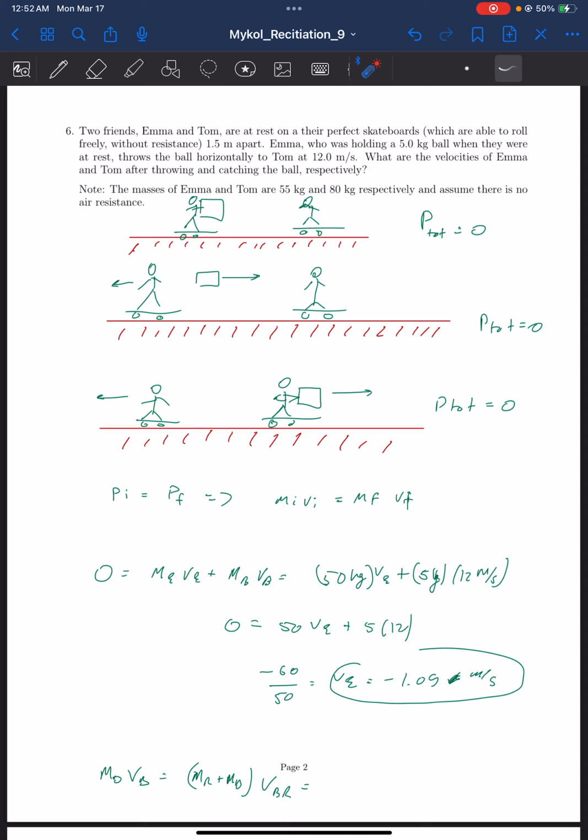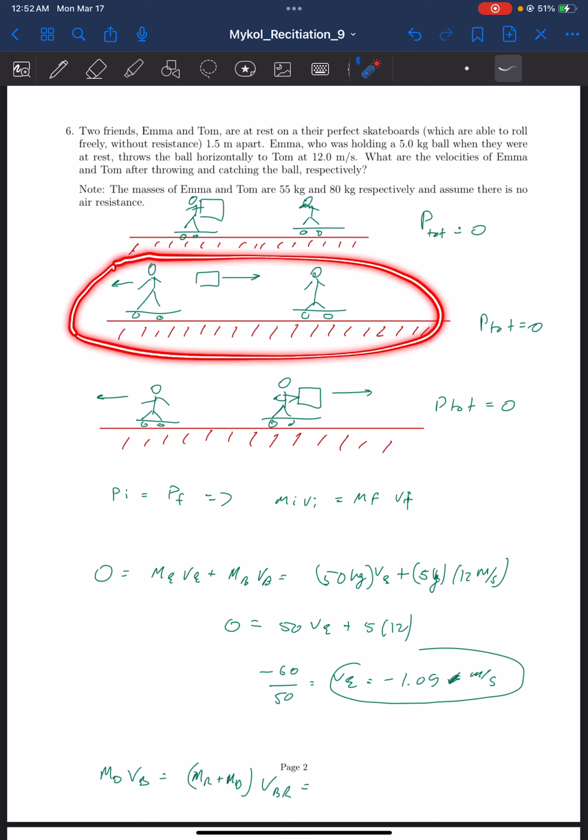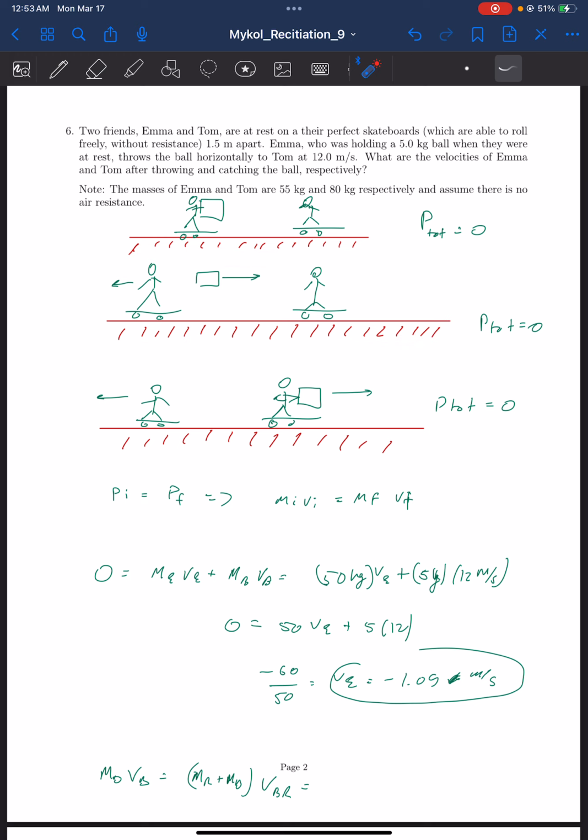They're standing stationary in this initial scenario, which means that there's no movement or motion. And remember that the momentum equation is P equals mv, so if nothing's moving, momentum is 0. Now what's interesting is that there's an intermediary step where Emma throws the ball towards Tom, and conceptually speaking, there is no external force causing a velocity to happen in this problem, which means that the momentum is conserved. So the momentum is conserved in this intermediary step.